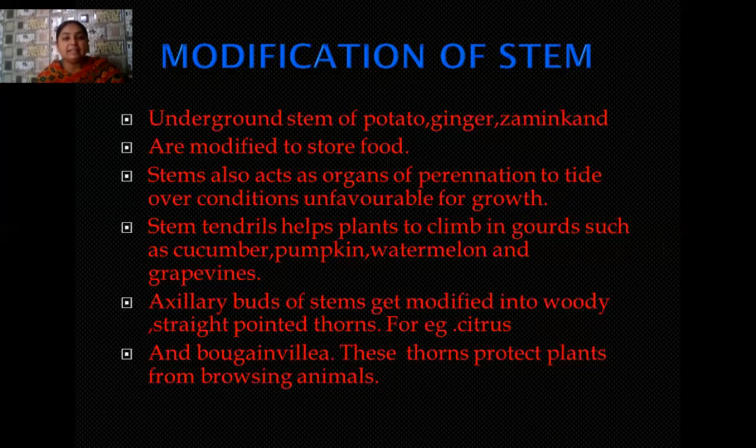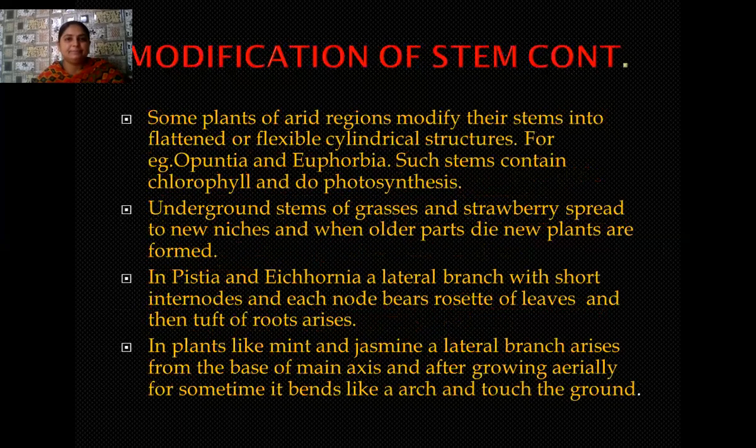And sometimes the axillary buds of the stem get modified into woody, straight, pointed thorns. Here the stem is performing the function of protection. Such woody thorns are present in citrus fruits such as oranges, mosambi, and lemon. In bougainvillea, thorns are also present, and here the thorns protect the plant from different types of browsing animals.